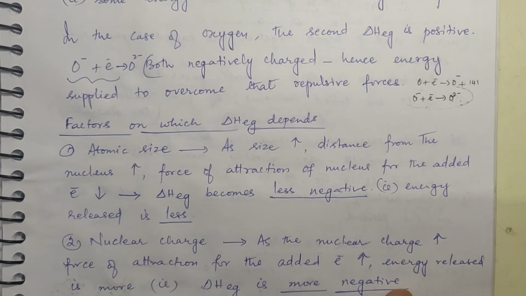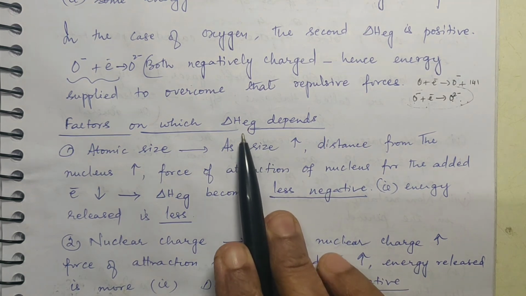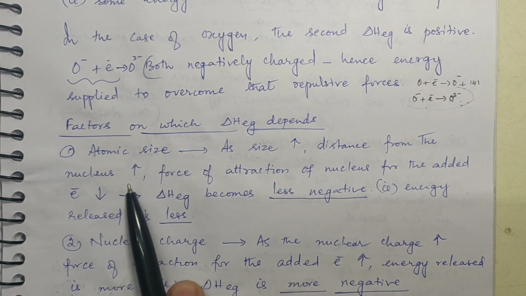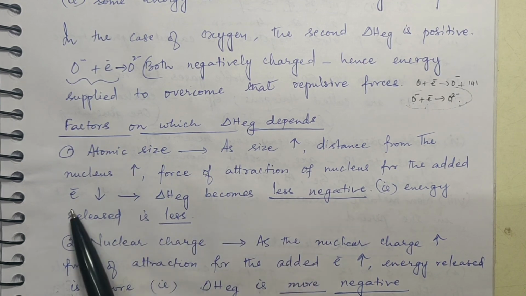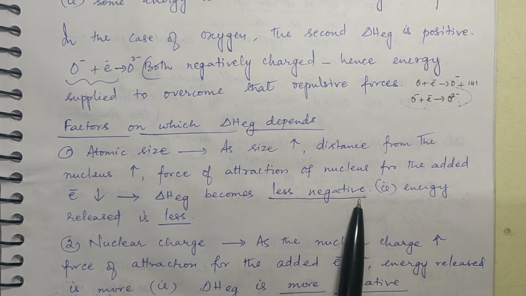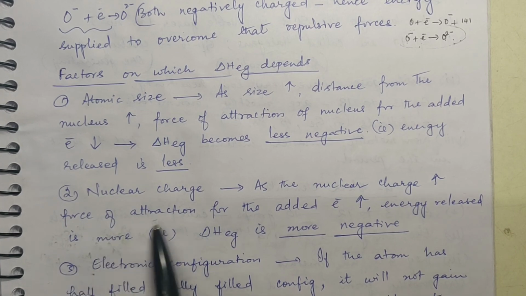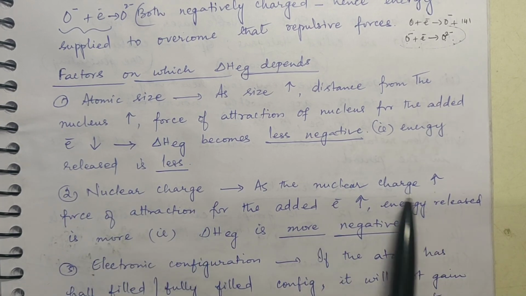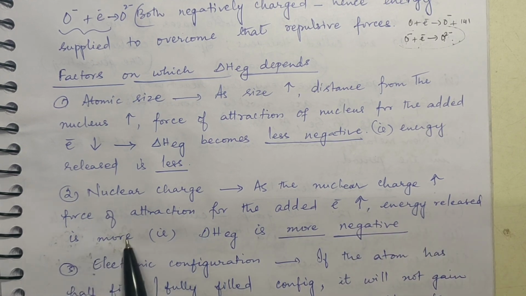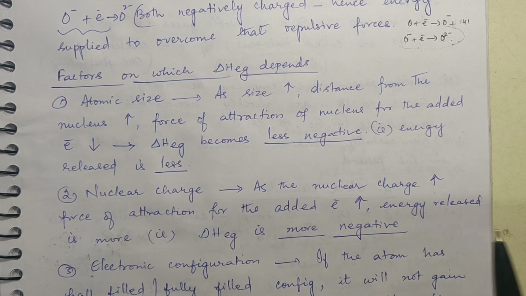Okay, now what are the factors on which this delta H Eg depends? Atomic size. As size increases, the distance from the nucleus increases, the force of attraction of the nucleus for the added electron decreases, and hence delta H Eg becomes less negative, or the energy released is less. Then there is nuclear charge. As the nuclear charge increases, the force of attraction for the added electron increases, and the energy released is more because spontaneity is more. So delta H Eg is more negative.